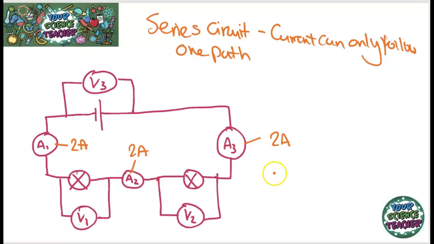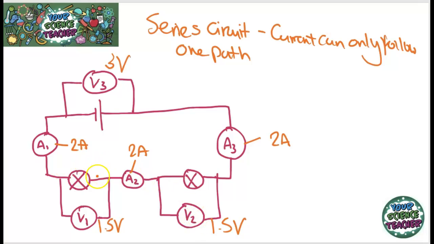Voltage, however, is not the same everywhere in your circuit. It splits up. So for example, if this is a 3 volt battery here, I've got a 3 volt cell, then this will be 1.5 volts, and this will read 1.5 volts as well. If they are identical bulbs, that's what you will get.